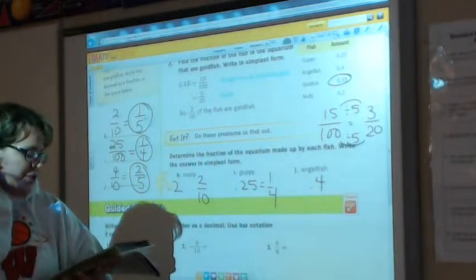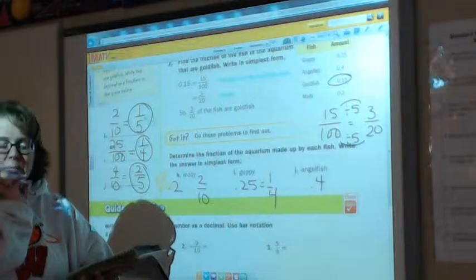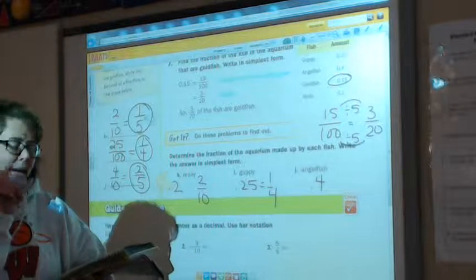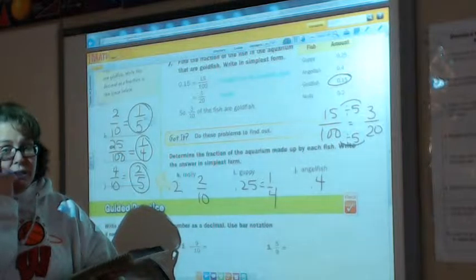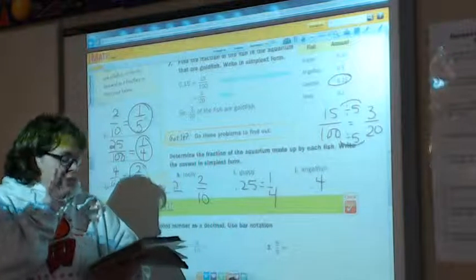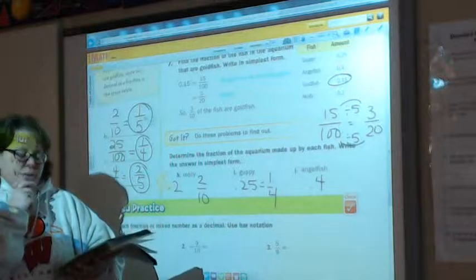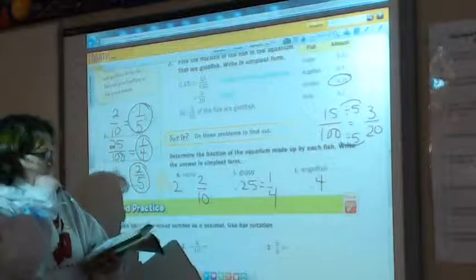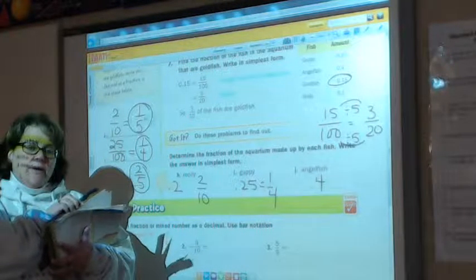I want you to do for tomorrow numbers 1, 2, 3, and 4 on your guided practice. Number 1 needs to be done like example 1, using equivalent fractions. Number 2, you can do any way that you want, using decimals or equivalent fractions. And number 3, you need to do using division. And then 4 is like this word problem that we just did. Okay, so bring that back, and we'll finish when you come back tomorrow.